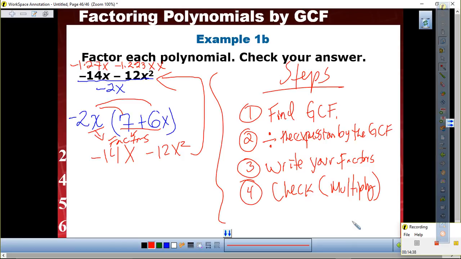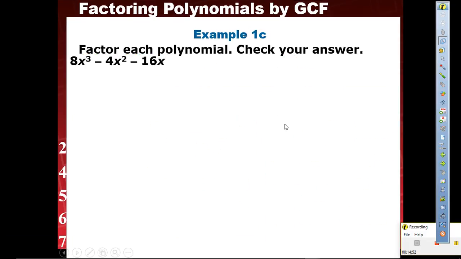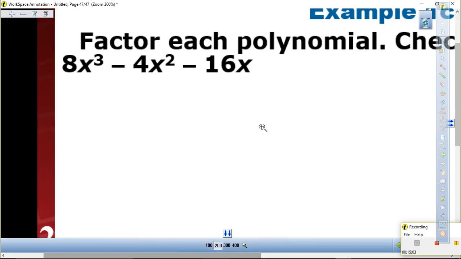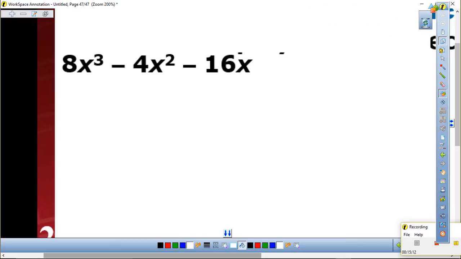All right. Shall we kick it up a notch? Here we go. Copy this one. Example 1C. Let's see how you do. Be nice. Example 1C, copy this. 8x cubed minus 4x squared minus 16x. Do that one by yourself. Ready, go.